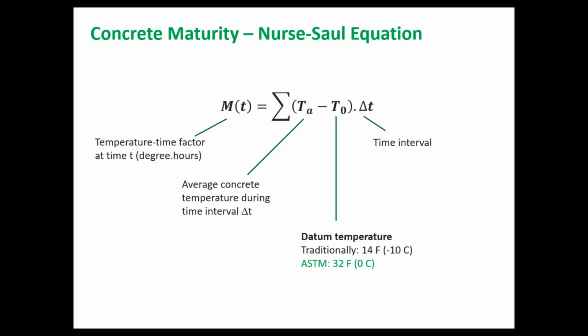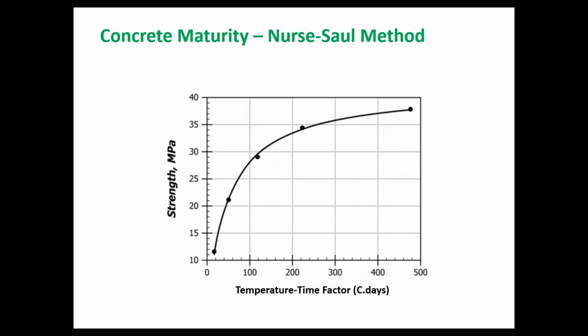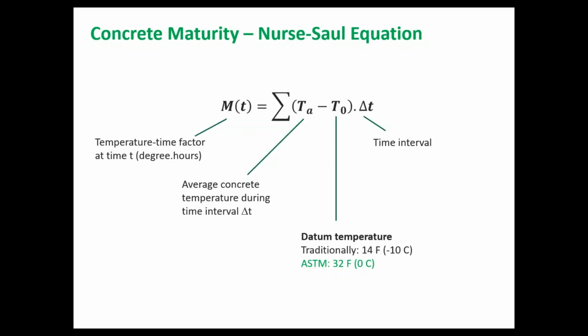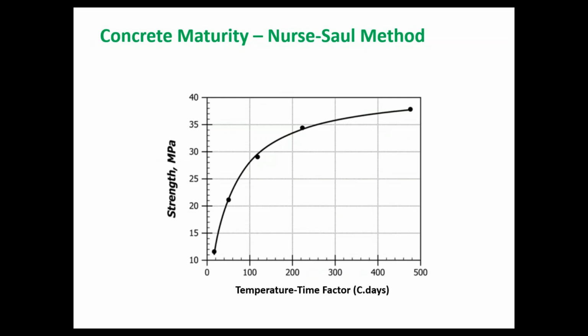So that's the first equation. Before we go to the second equation, we calculate the maturity index, and after that you need to correlate it to the strength. The correlation is basically a logarithmic function that correlates the maturity index calculated at 5 different times with the strengths at those 5 different times. I'll get into details of this logarithmic function at the end of the equations that I'll explain.